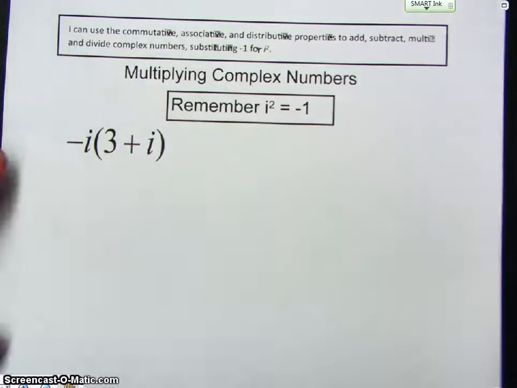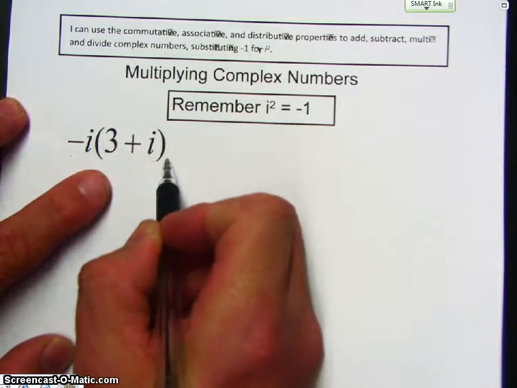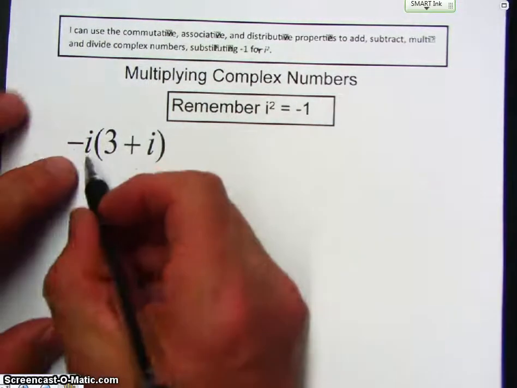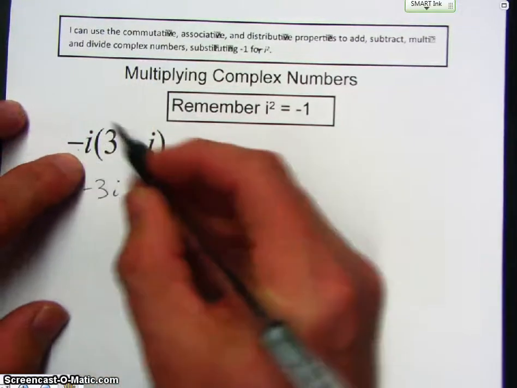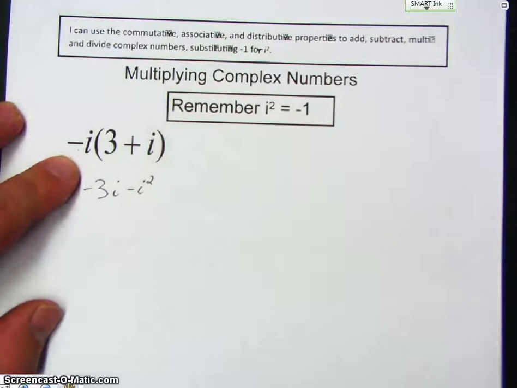So, multiplying a complex number. Well, anytime you have something in front of the parentheses, you got to distribute. All right? And distribute means multiplying. So we're going to multiply -i times 3 is -3i. -i times +i is -i squared.